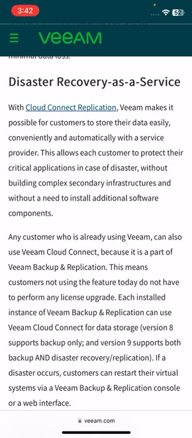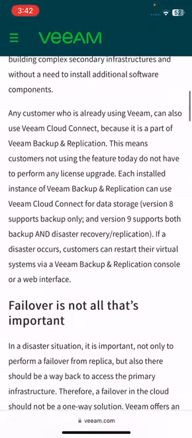This means customers who are not using the feature today do not have to perform any license upgrade. Each installed instance of Veeam Backup and Replication can use Veeam Cloud Connect for data storage. If a disaster occurs, customers can restart their virtual systems via the Veeam Backup and Replication console or a web interface.